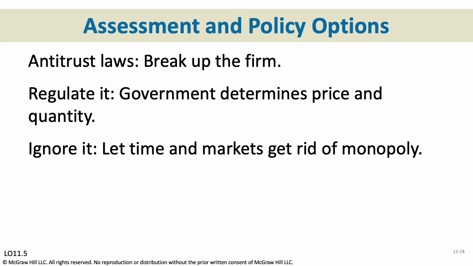This happened to Standard Oil in the 1900s when they had a monopoly over the oil industry. They can regulate a monopoly, so power companies are monopolies, but they're regulated by governmental agencies, so the government can determine price caps and quantities and everything else, or they can ignore it and let time and markets get rid of a monopoly. That can happen as well.